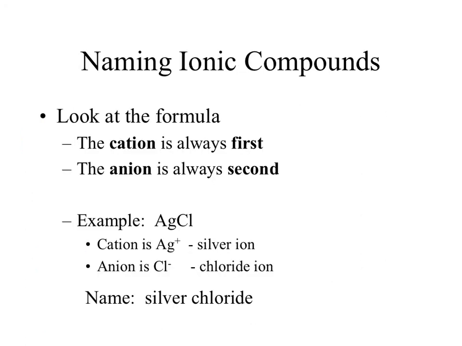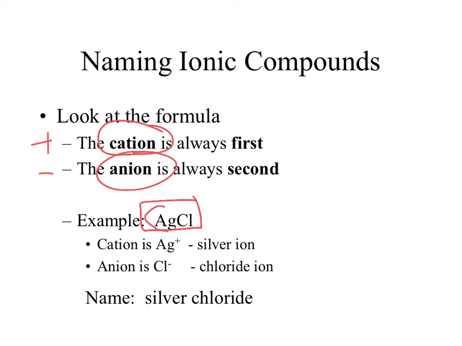All right, so now that we've talked about anions and cations and polyatomic ions, the ones that are grouped together, let's start getting the naming down. Remember, when we look at the formula, the cation is always first and the anion is always second. That's positive first, negative second. So when you get a compound like AgCl, how are you going to name that?